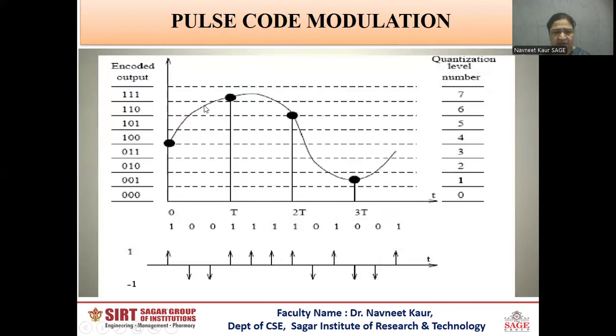Now, here we have seen that this is the signal. These are the samples which we had obtained after sampling. Now, these samples are quantized to the nearest levels, which are shown in the form of a dotted line. The first sample is coded as 100. The second sample is coded as 111. The third sample is coded as 110. And the fourth sample is coded as 001. So this is how your analog signal is converted into a binary signal using pulse code modulation.